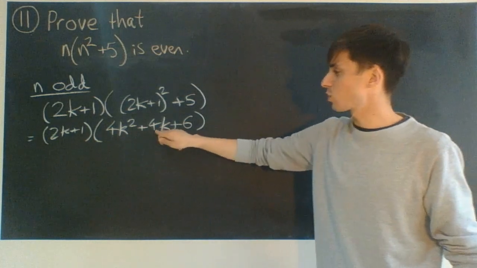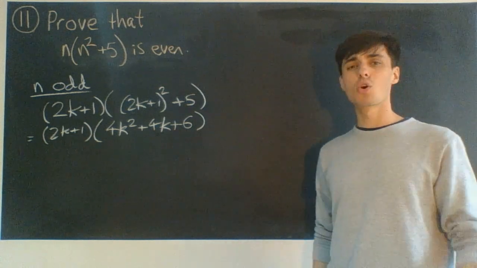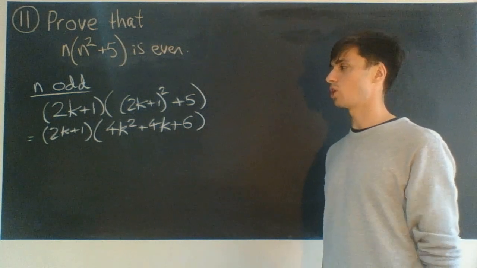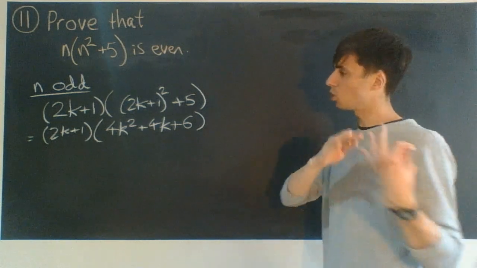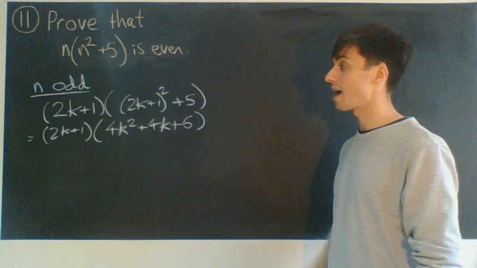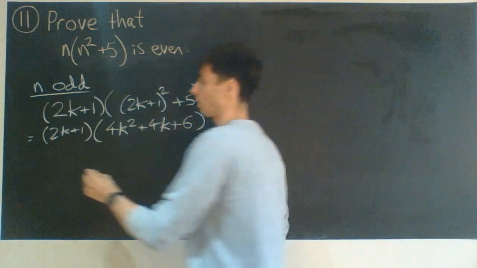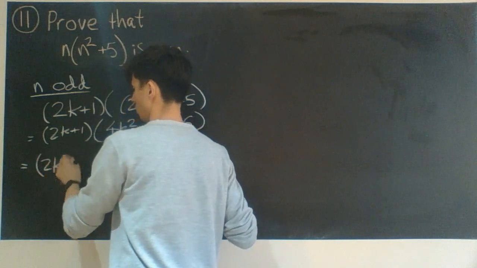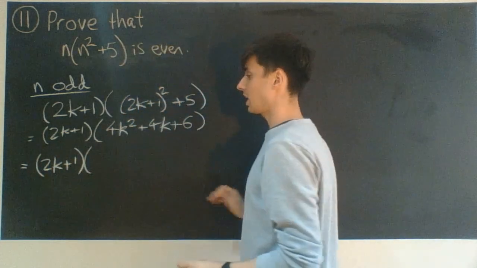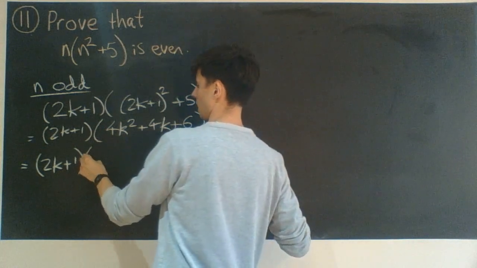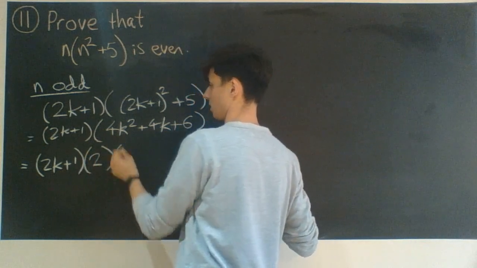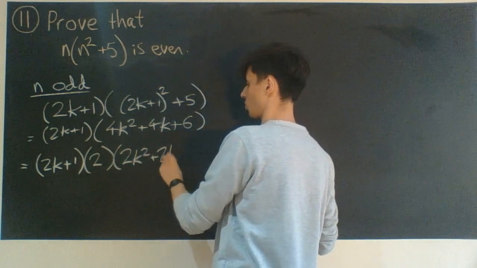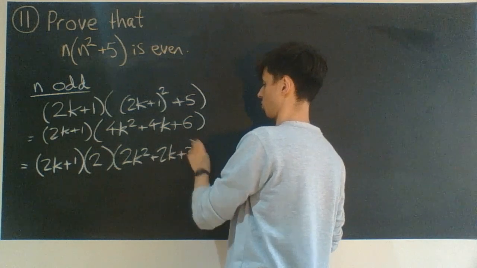That 4k squared plus 4k plus 6, all of the coefficients in this quadratic are even numbers. What that means is we can pull an even number, a factor of 2, out of this thing. So let's do that below. We've got 2k plus 1. And here we can take out 2. And we've got 2k squared plus 2k plus 3.